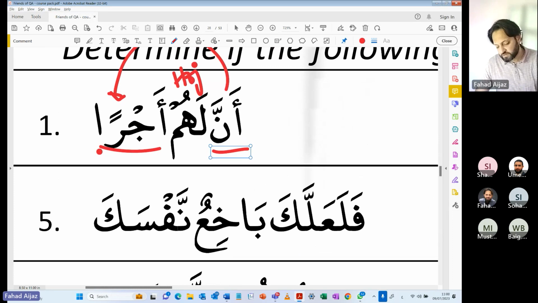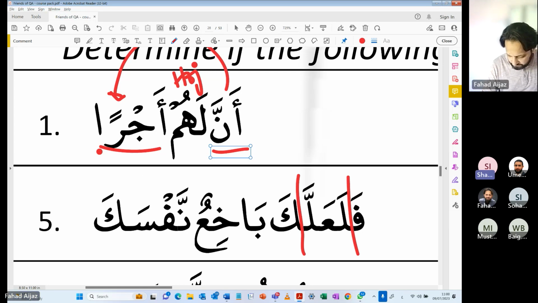فَلَعَلَّكَ بَاخِعٌ نَفْسَكَ. Let's see. La'alla is the harf of nasab. Correct. So fa is one letter, one word. La'alla is another. Inna, anna, ka'anna, bi'anna, laita, lakinna, la'alla. That's what we said. So what is it? It's ism. Nafsa.